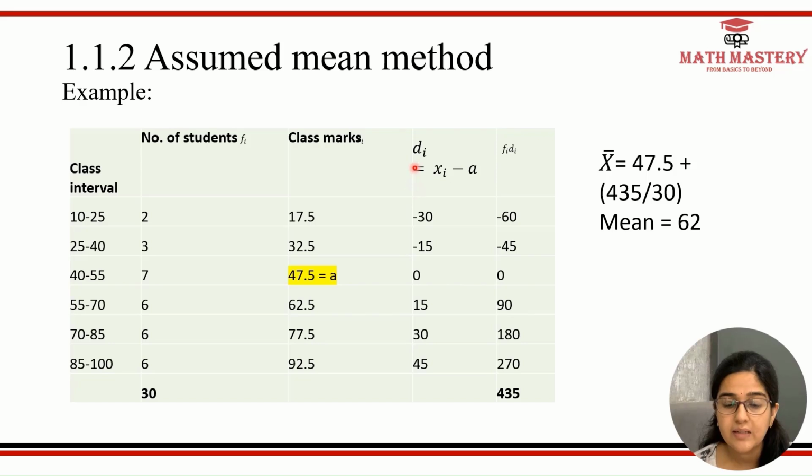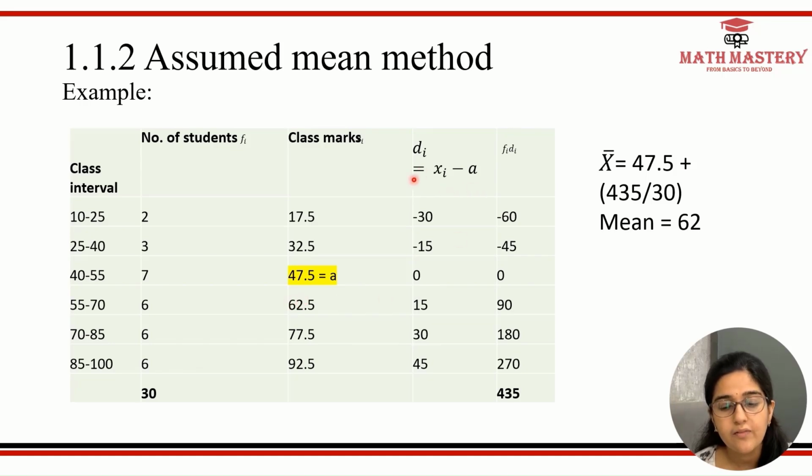Now, in the assumed mean method, the second step is to find the assumed mean. Out of all the class marks, we choose one as the assumed mean. We can choose any of the observations, however for simplicity of calculations, we generally choose the middle observation. As you can see here, the total number of observations are 1, 2, 3, 4, 5 and 6. Out of these 6, the middle observation will be either the third or fourth observation. In this example I am taking the third observation as the assumed mean. You can also take the fourth observation. So in this case, a is equal to 47.5.